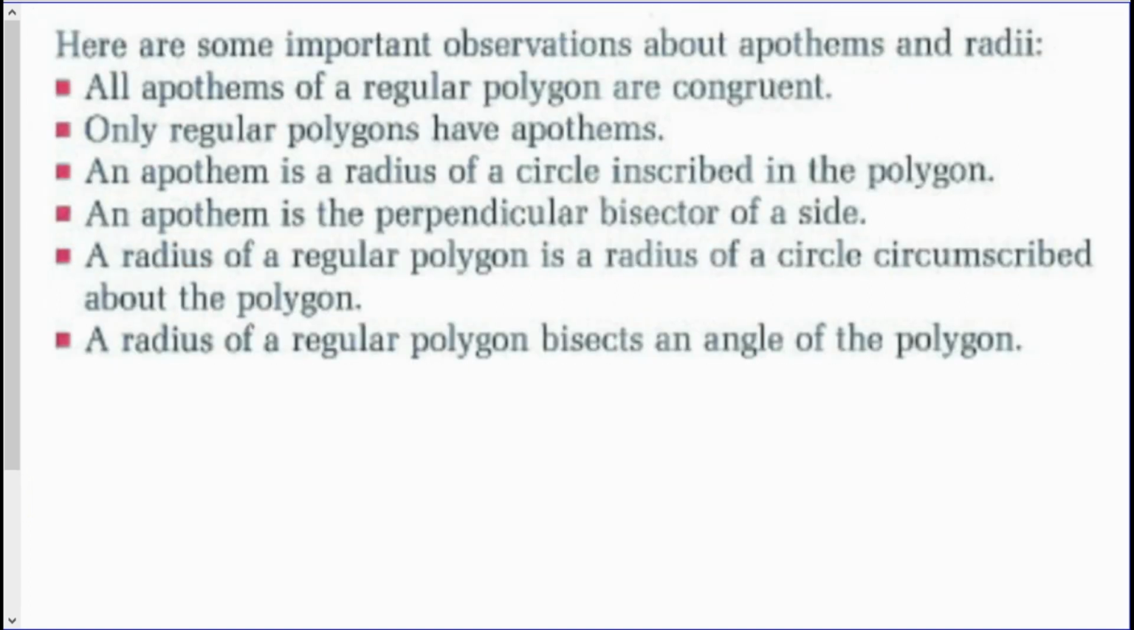Here are some important observations about apothems and radii. So all apothems of a regular polygon are congruent. Only regular polygons have apothems. An apothem is a radius of a circle inscribed in the polygon. An apothem is the perpendicular bisector of a side. A radius of a regular polygon is a radius of a circle circumscribed about the polygon. And a radius of a regular polygon bisects an angle of the polygon.